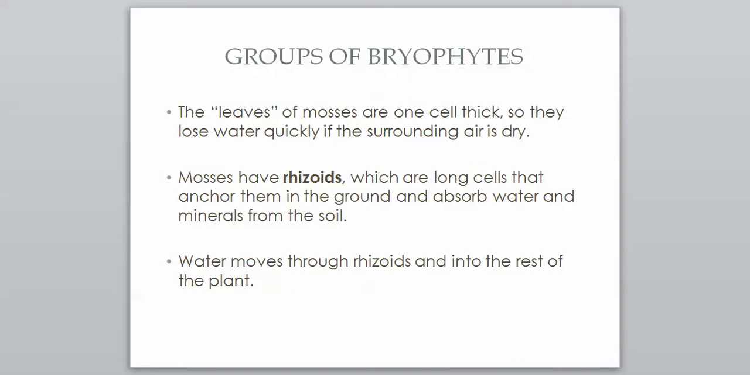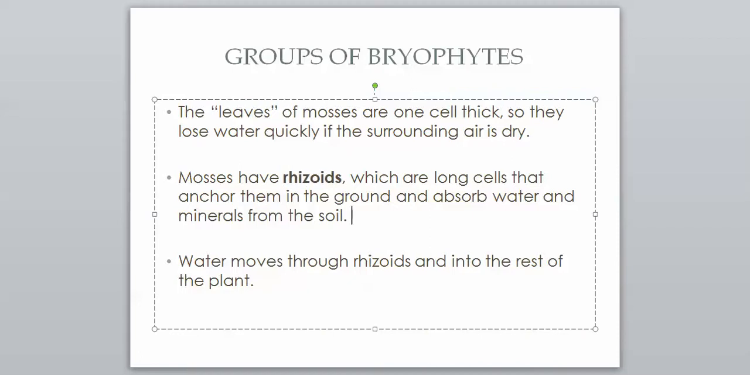So then the leaves of the mosses are 1 cell thick, so they lose water quickly if the surrounding air is dry. Again, going back to the fact that they always need moisture. And mosses have rhizoids, which are long cells that anchor them in the ground and absorb water and minerals from the soil. So rhizoids, those are very similar to roots. They both begin with R, so maybe that would be how you remember it.